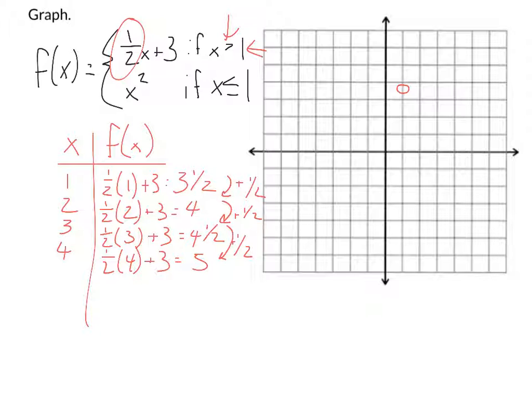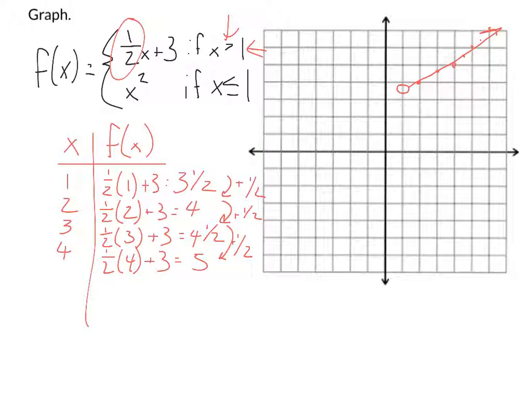So 2, 4, so 3, 4.5, and so on. I can keep going up 1/2 and over 1. My line looks not great, but good enough, we'll pretend.